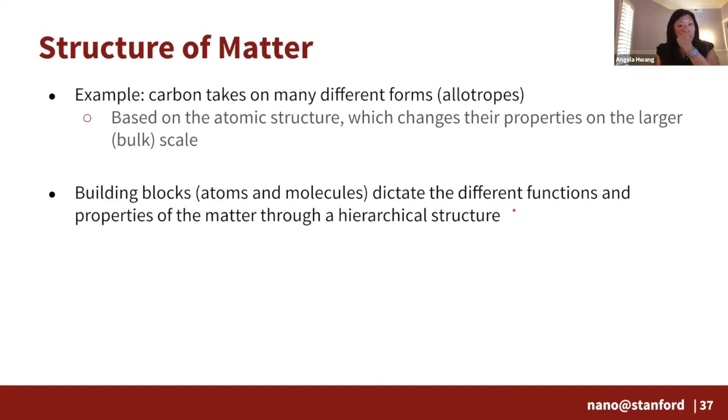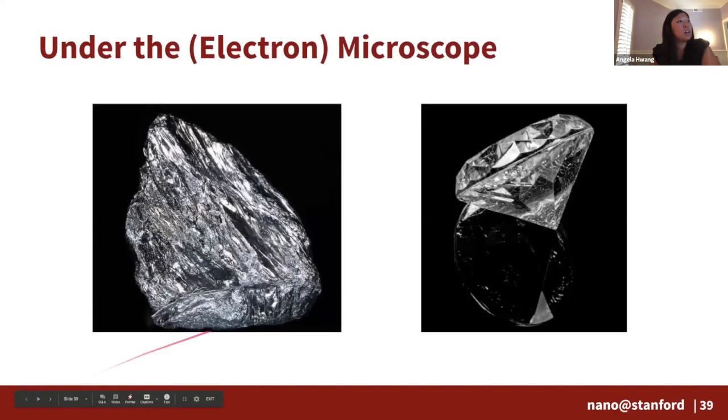So just another thing where things look or feel a little bit different when it comes to the nanoscale. And this is on its bulk scale, right? This is graphene, graphite, and then diamond. But you wouldn't think that when you were looking at it under the microscope. So I think that's kind of cool.